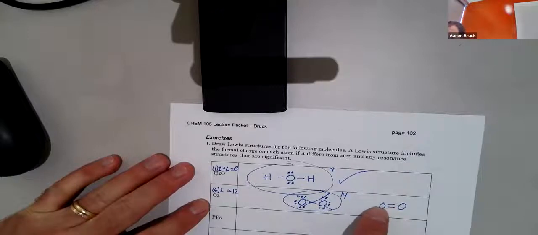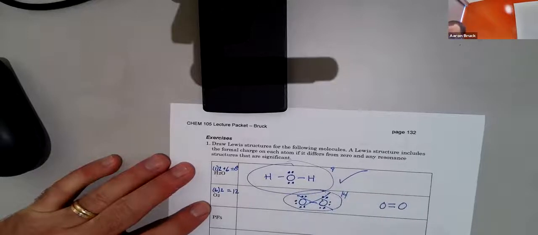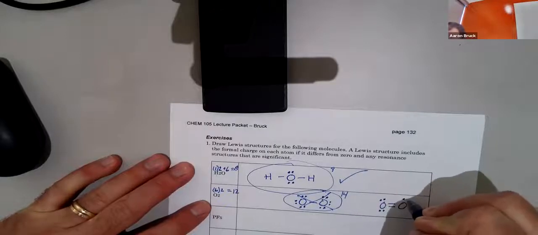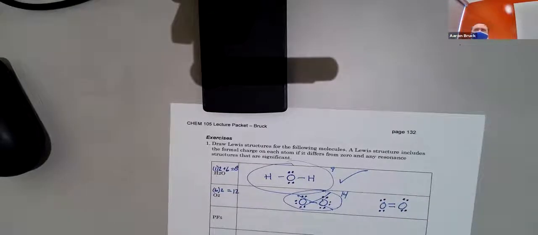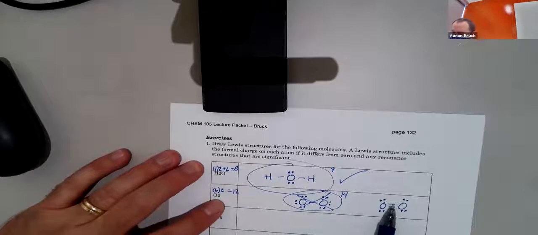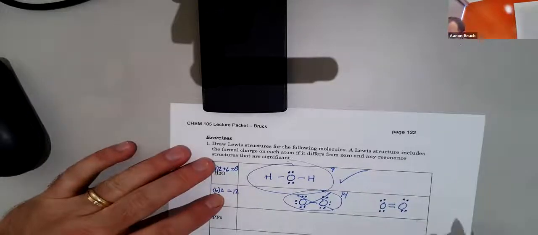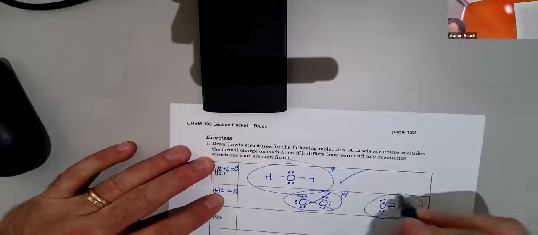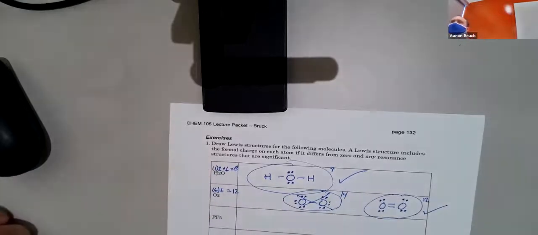Well, now each of these oxygens has 4 electrons from the 2 bonds. I only need 4 more on each side to fill out the octets. Now each oxygen has 4 in the bonds, 4 in dots, 8 in total. I evaluate 2, 4, 6, 8, 10, 12. This structure now has 12. That matches this 12. This is our correct structure for oxygen.